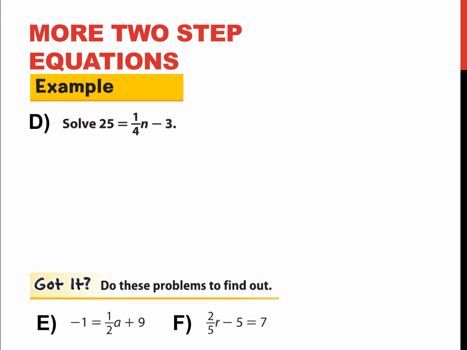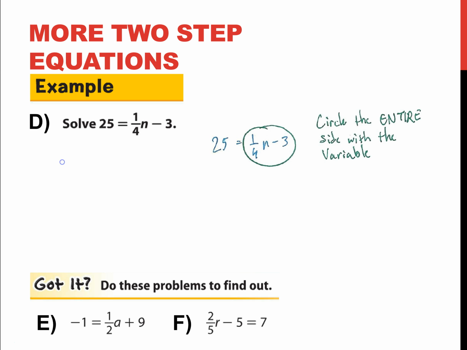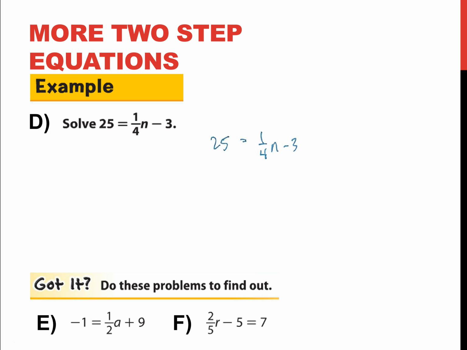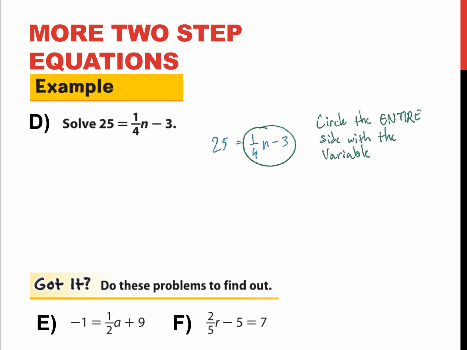And we're back. So now we're going to step it up a little bit again. If you look at example D, you'll see that I have a rational coefficient for my variable. But I solve the problem in the exact same way. I'm going to rewrite my problem, and I'm going to circle the entire side with the variable. Again, it's not just the 1/4 n, it's 1/4 n minus 3. That lets me see exactly and immediately that I'm going to have to do addition and subtraction first. And so I'm going to undo that by doing the inverse of subtraction, which is addition. Add 3 to both sides.